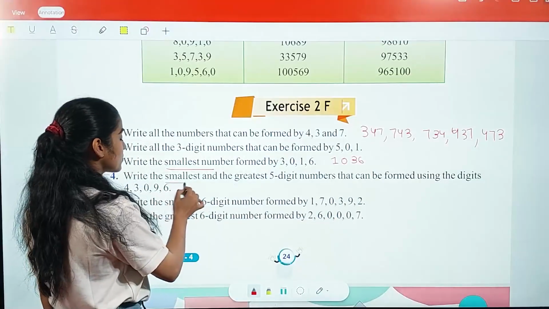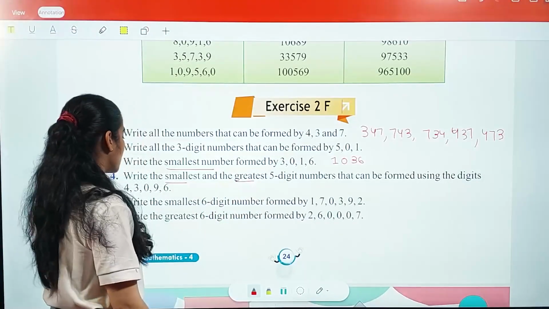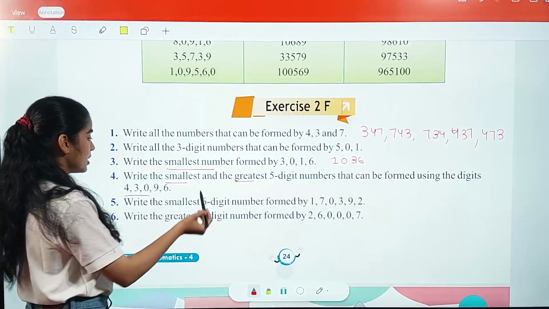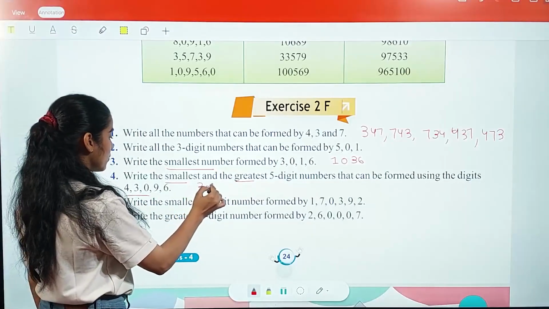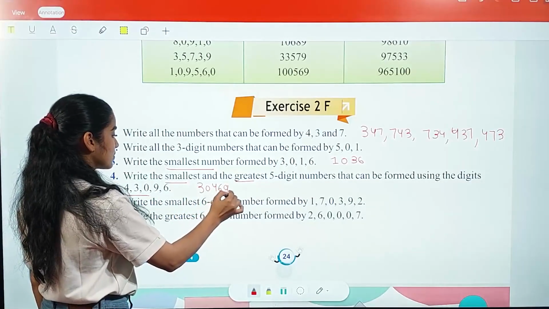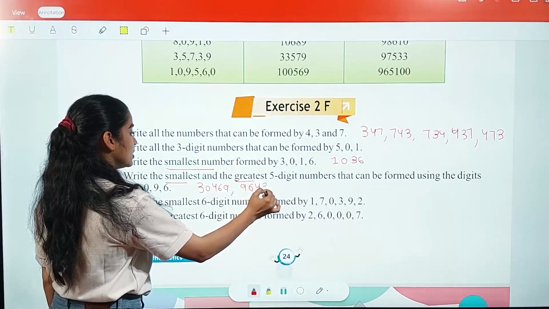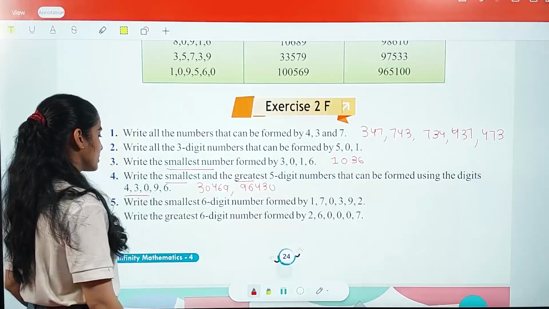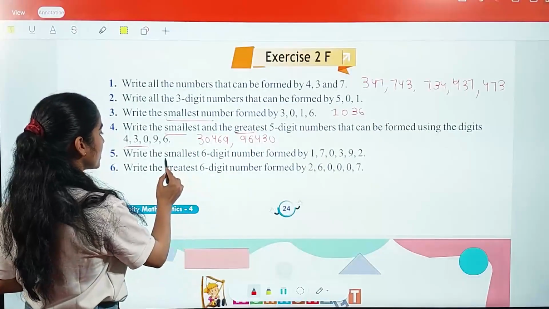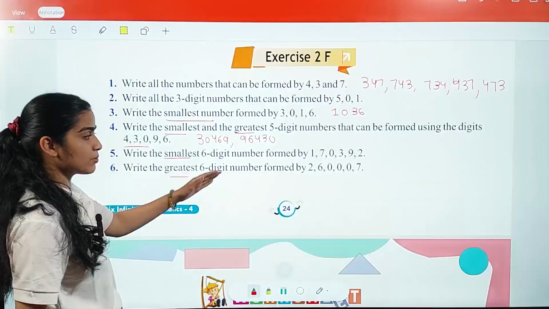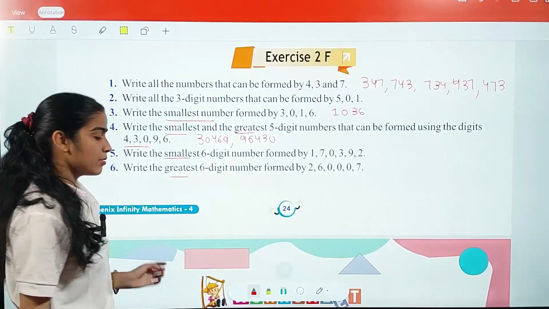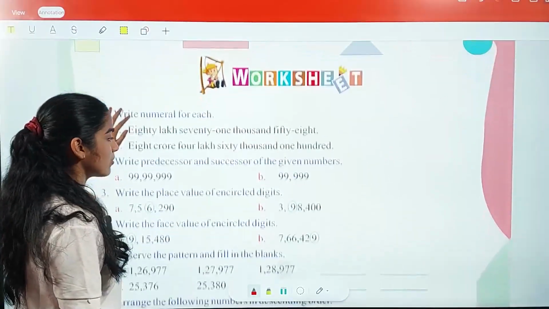Now you have to make the smallest and greatest 5-digit numbers with the help of these digits. So the number will be 30469. This is the smallest, and 96430. This is the greatest. Now you have to make the smallest and greatest 6-digit numbers, and these are your digits, so you can do it yourself.